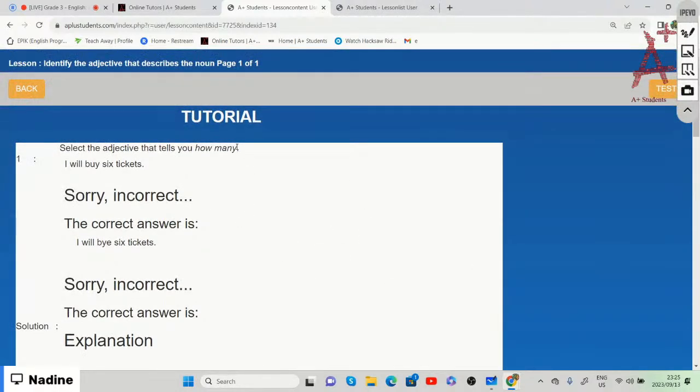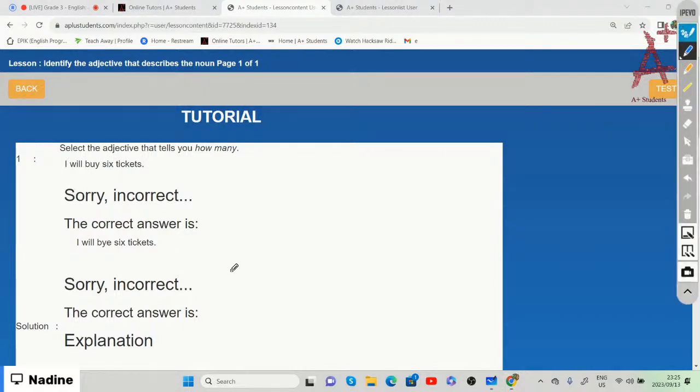If we look at the sentence, what is the adjective over there that tells us how many? We need to select the adjective that tells us how many. What is the word that tells us how many within that sentence? I will buy 6 tickets. So we now need to identify the adjective that describes the noun.